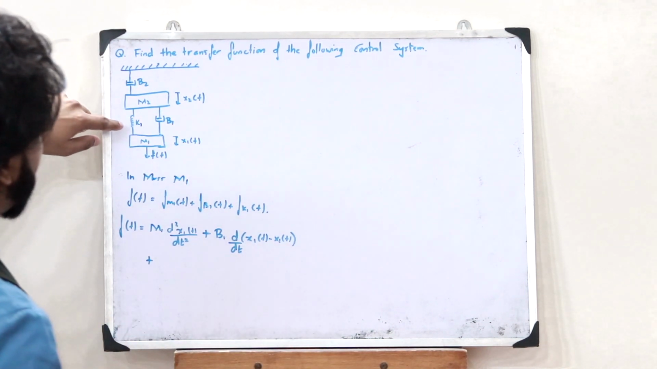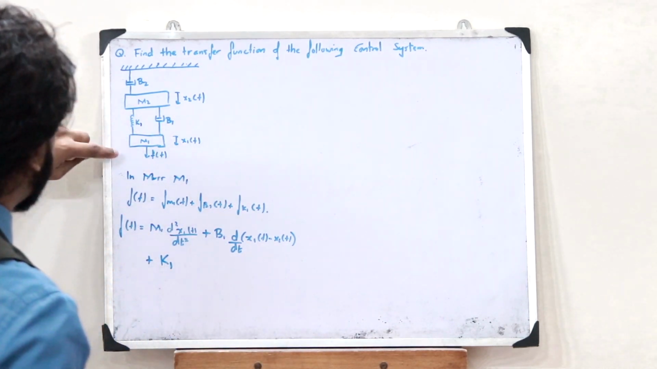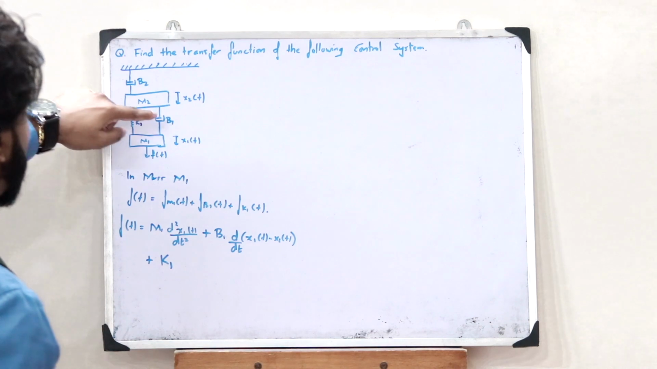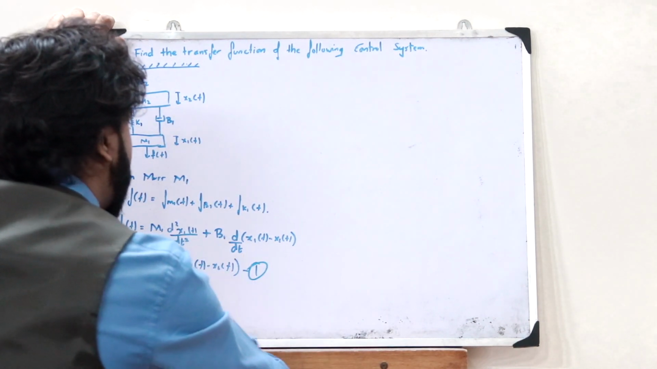Plus finally we have the case of the spring. So in this case of spring we have the spring constant K1 into the difference between these two displacements, that is x1 of t minus x2 of t. So now let this be taken as equation number 1.